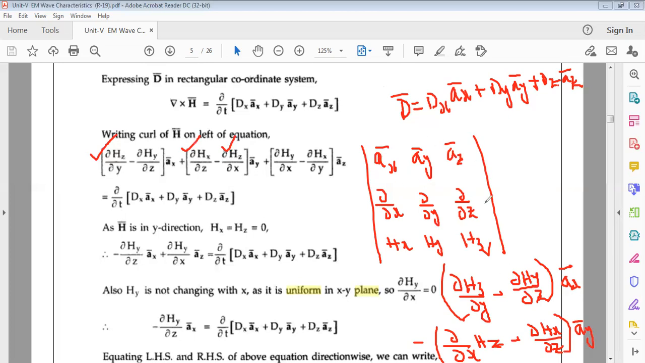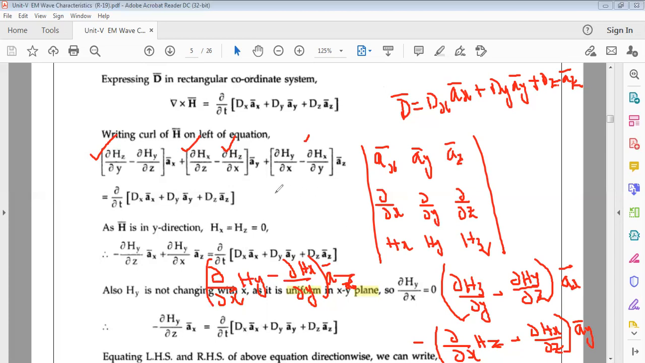And the last term, az. These two functions you can multiply: ∂/∂x of Hy minus ∂Hx/∂y into az bar. Okay, ∂Hy/∂x minus ∂Hx/∂y into az bar. This is the del cross H bar.